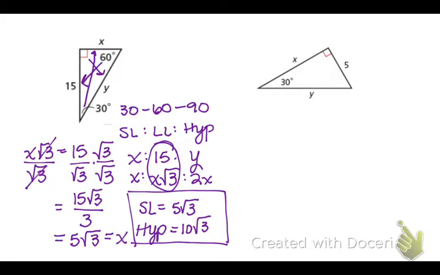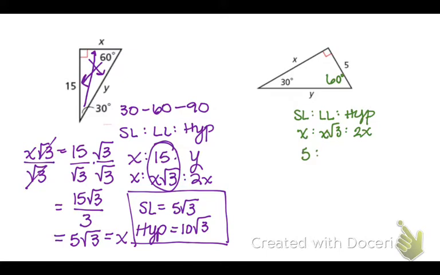In the next example, they only give us one measure, but again, I know that these have to add up to 180, which means that has to be a 60-degree angle. So 30, 60, 90, short leg, long leg, hypotenuse, x, radical 3, 2x. The short leg is opposite 30, so that's 5.